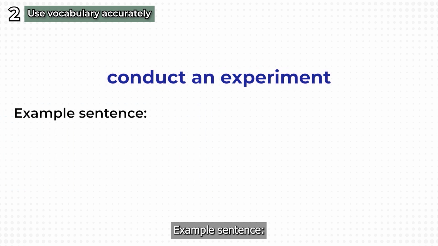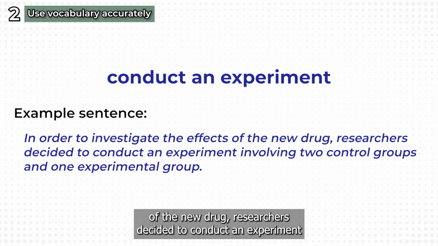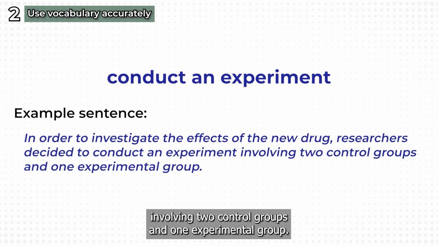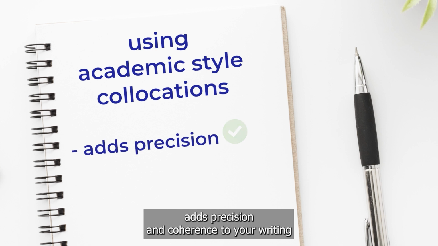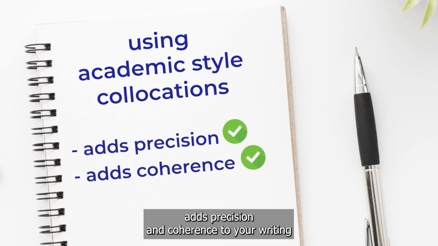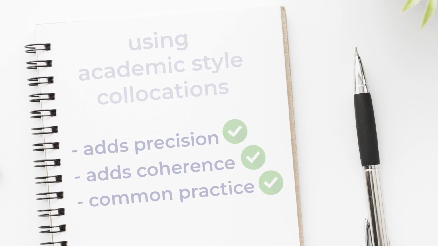Example sentence: in order to investigate the effects of the new drug, researchers decided to conduct an experiment involving 2 control groups and 1 experimental group. Using such academic style collocations adds precision and coherence to your writing, and it is a common practice in formal research papers, essays, and scholarly articles.